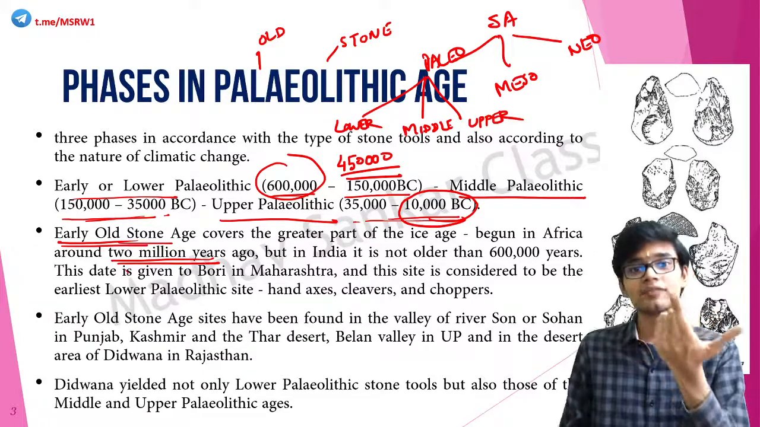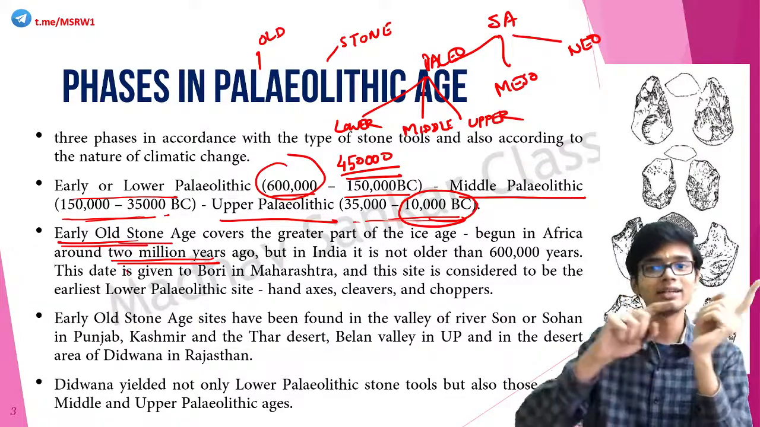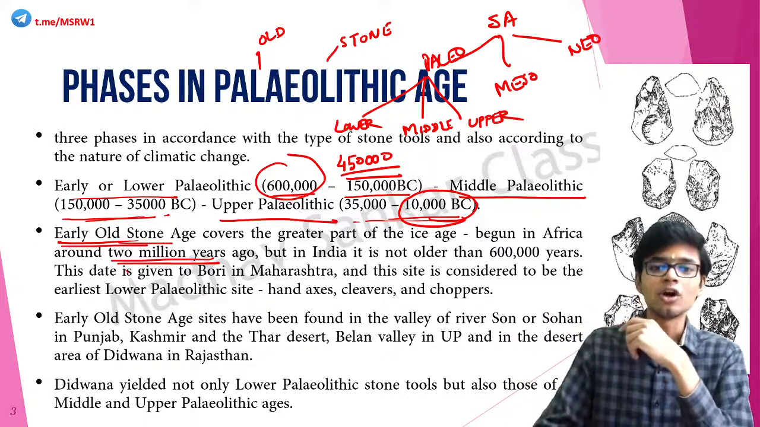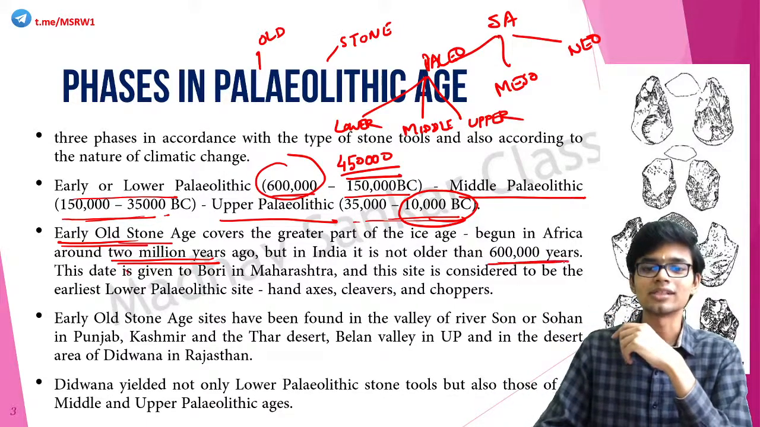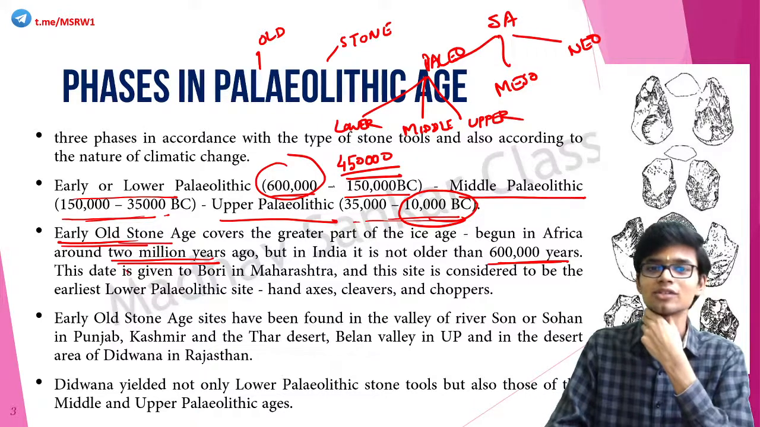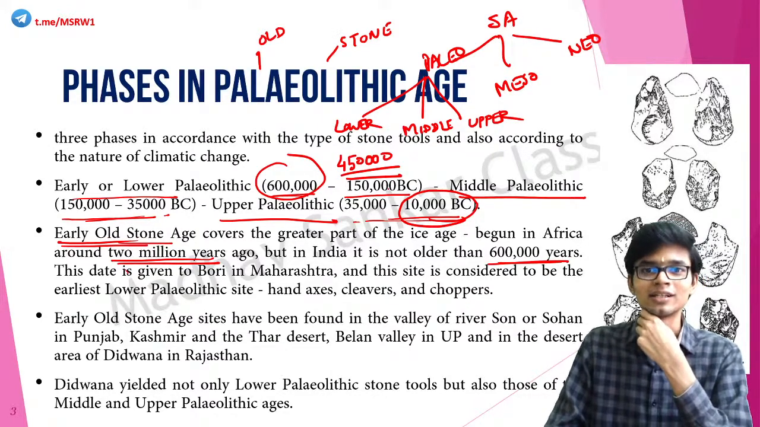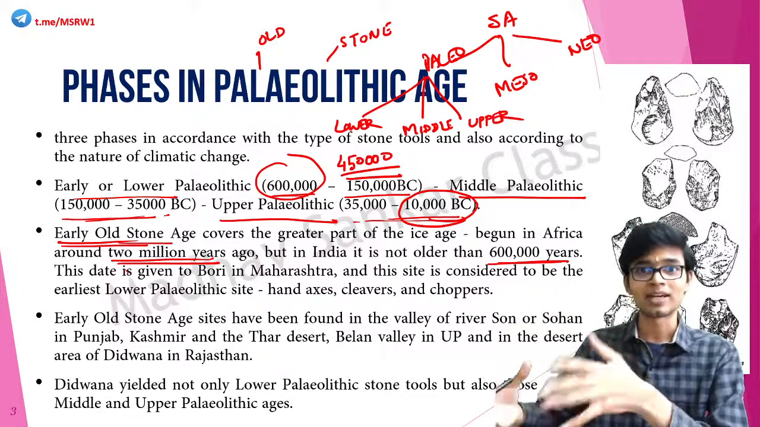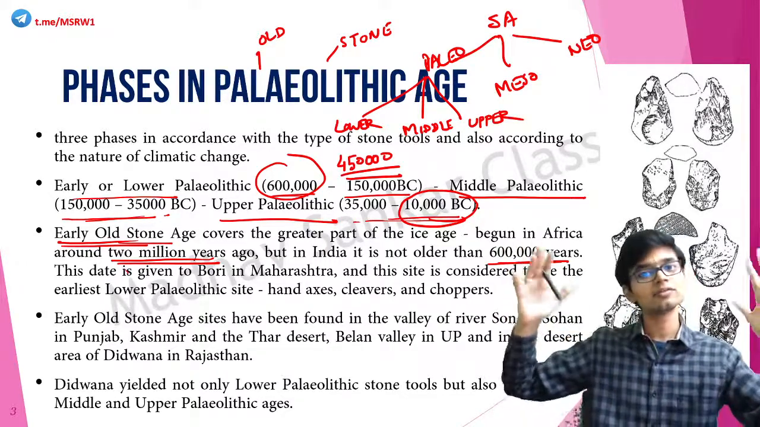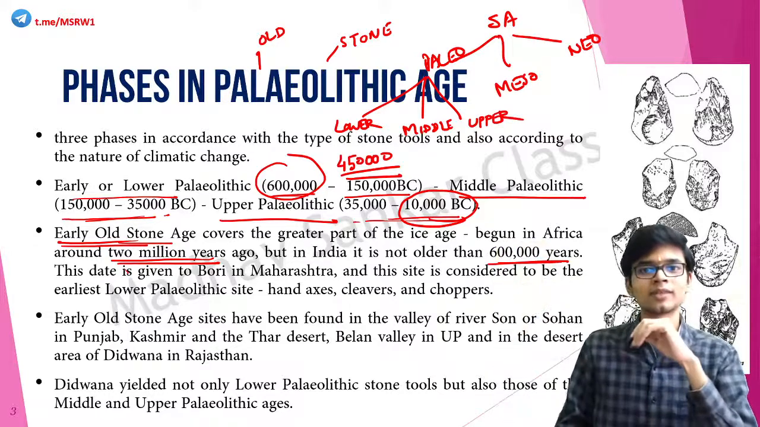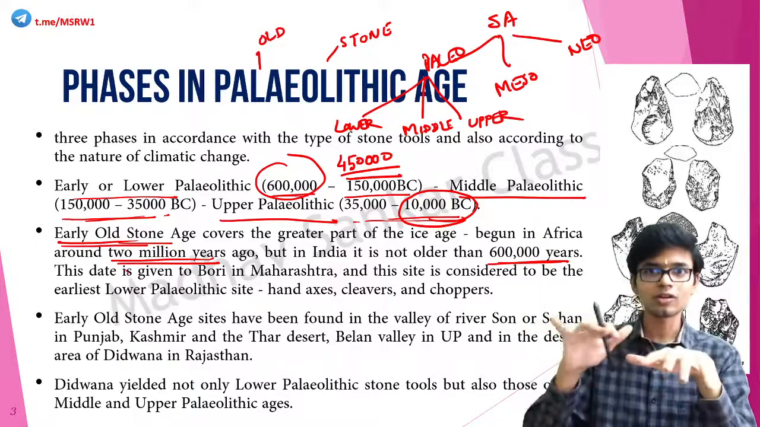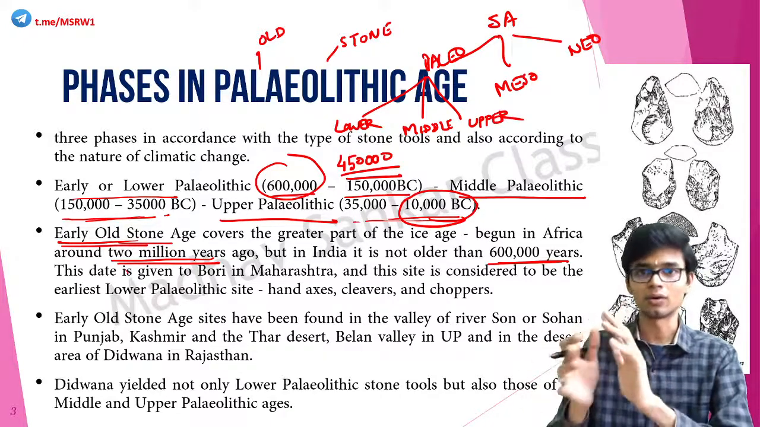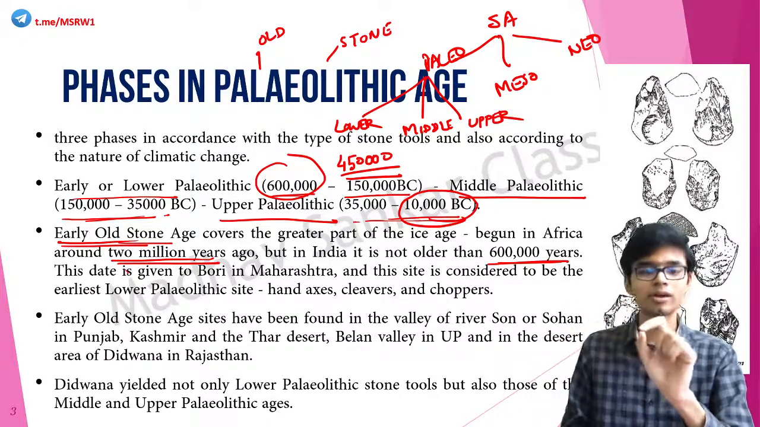It began in Africa around 2 million years ago, but in India we find evidence of the Lower Paleolithic age only around 600,000 years ago. Here we have written it as 600,000 to 150,000 BC. So in India, it began about 1.4 million years later, but it had started somewhere else in the world way back. So this is not simultaneous or parallel, something that happens in parallel all over the world. This is very important in history.